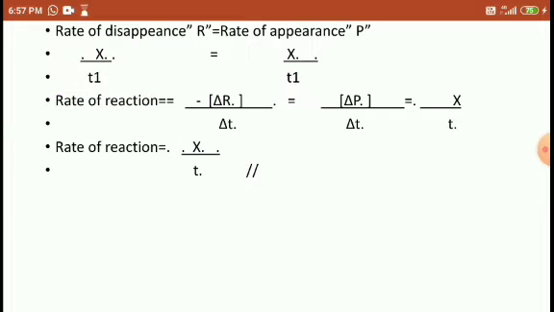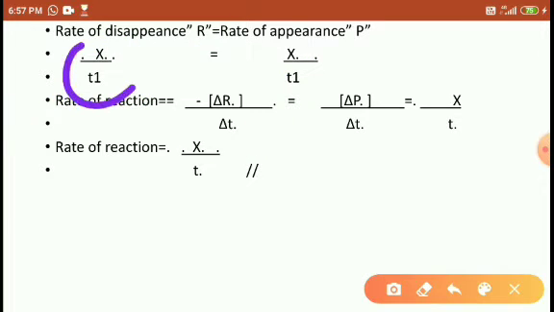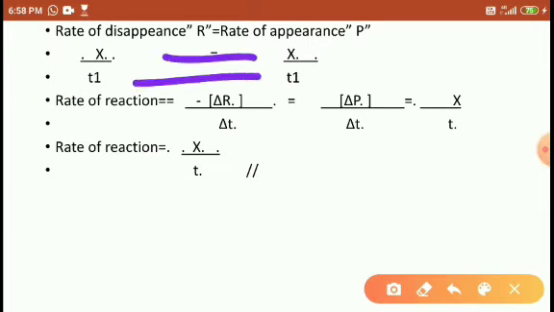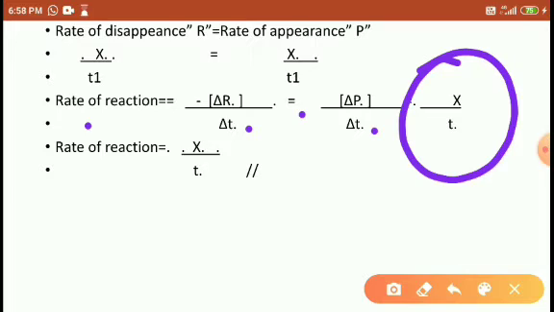Right, students? The concentration of reactants is decreasing here by x by T. That concentration is transformed into product, that is x by T1. Both side concentrations remain the same, or equal. So how do we write the rate of reaction here? We write minus delta R by delta T1 is equal to delta P by delta T1. Both concentrations become x by T.